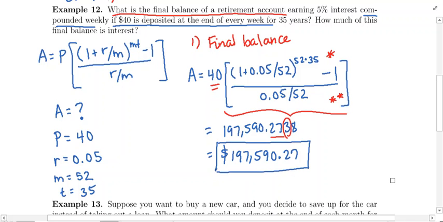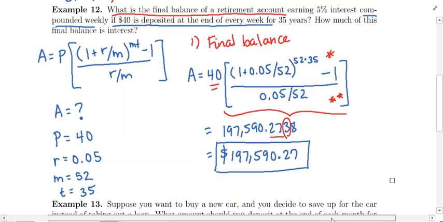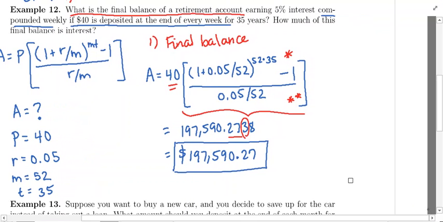Okay, that is a sensible answer. If you're only putting in $40 a week for a 35-year period, that's a pretty good amount. That's a typical amount you'd see in a retirement account.